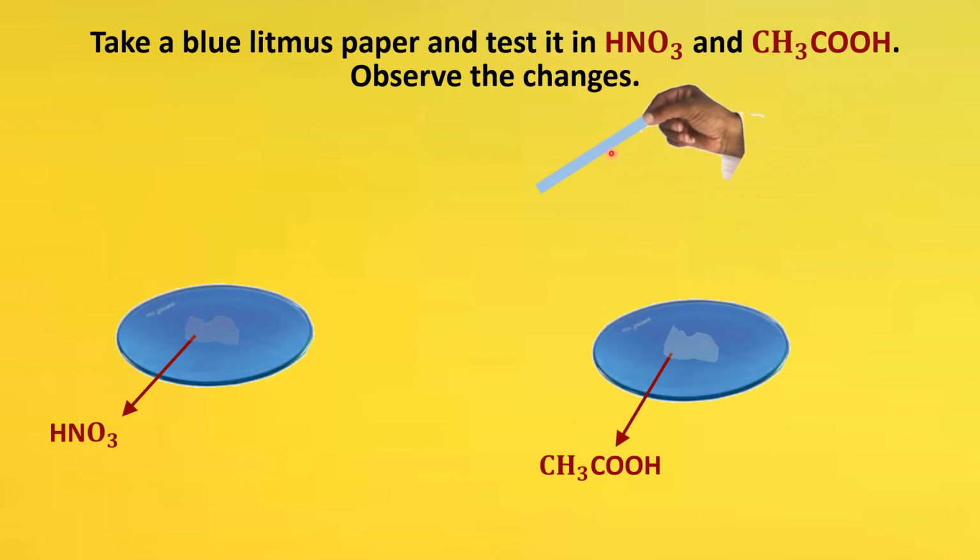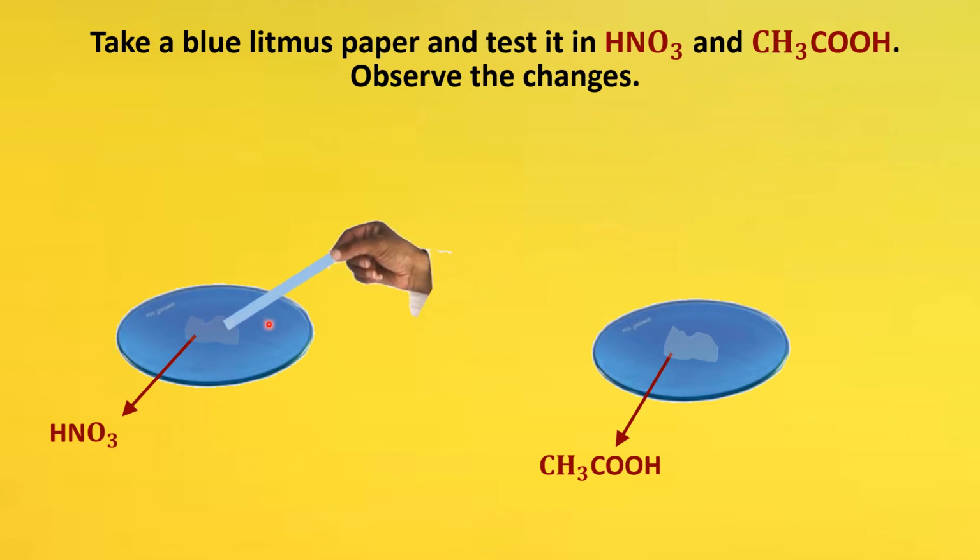Yes, we are bringing a blue litmus paper. This is a blue litmus paper. We have kept it in the dilute HNO3. See, slightly, yes, it is changing to red color. Blue litmus paper is changing to the red color, isn't it? So HCl, H2SO4, HNO3, these dilute solutions have changed the blue litmus paper to the red color. Now let us see with acetic acid solution.